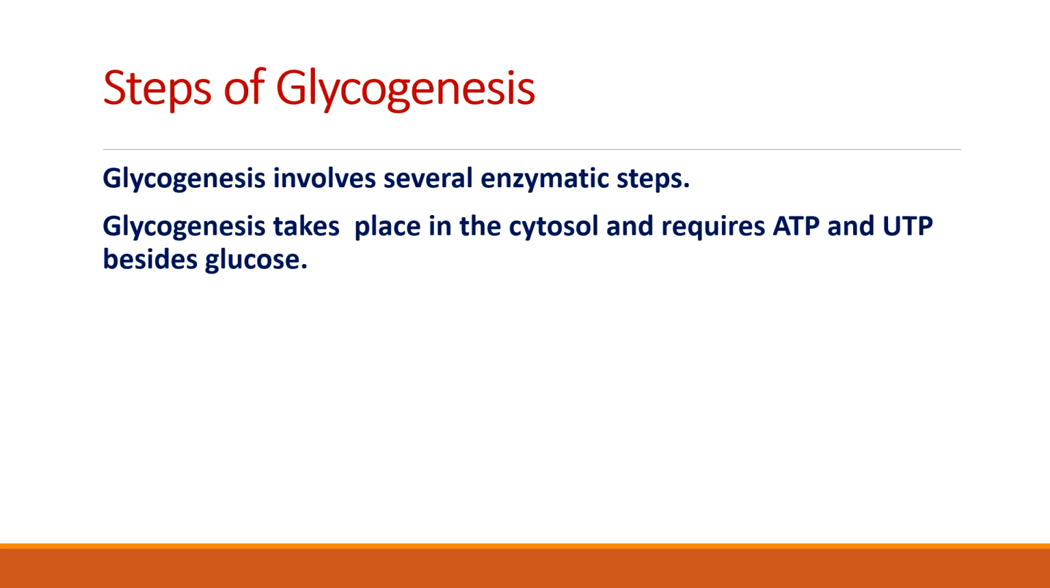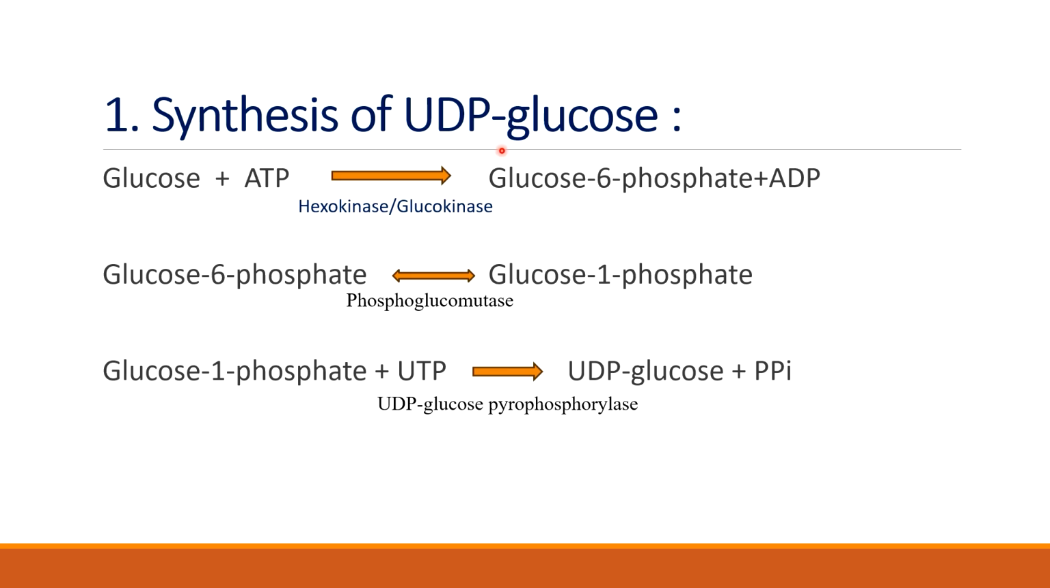Now let us see the steps of glycogenesis. Glycogenesis involves many enzymatic steps and it takes place in the cytosol. And glycogenesis requires ATP and UTP besides glucose. Synthesis of UDP glucose: here the enzyme hexokinase, which is present in muscles, and glucokinase, which is present in the liver, convert glucose to glucose 6 phosphate.